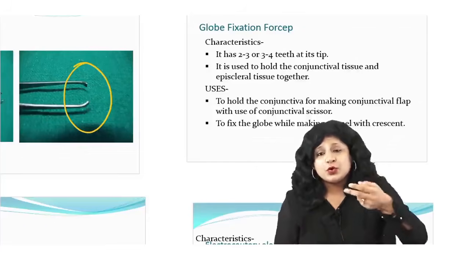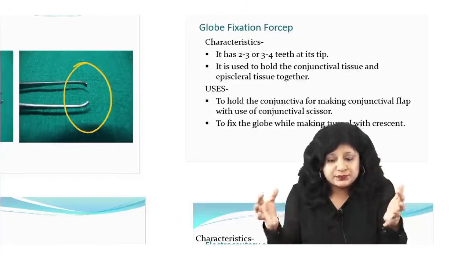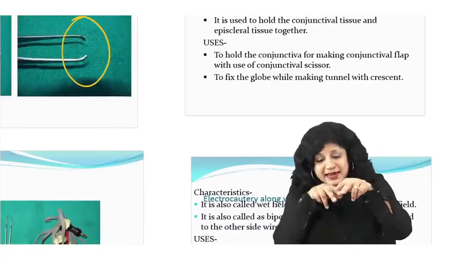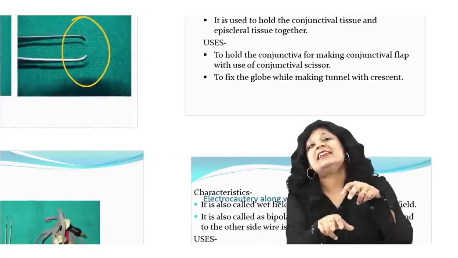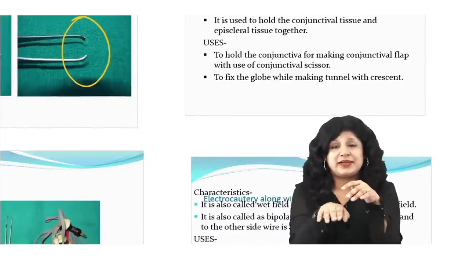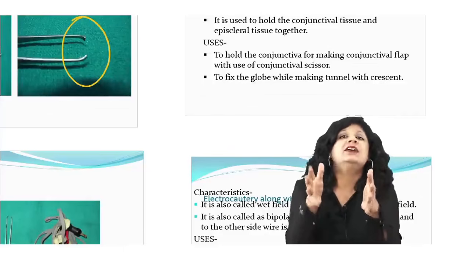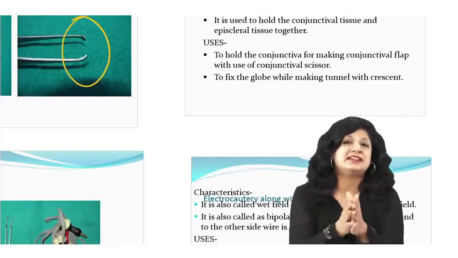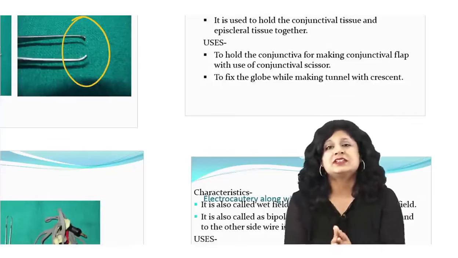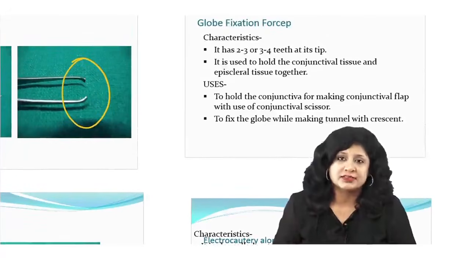So when I want to hold the conjunctival tissue for cutting, or when I want to make some conjunctival flap, or when you are making a tunnel, like when we do the SICS, that requires a lot of intervention and a lot of manipulation there. So first what you require is the stabilization of the globe. For all these purposes we are using this globe stabilization or fixation forceps.